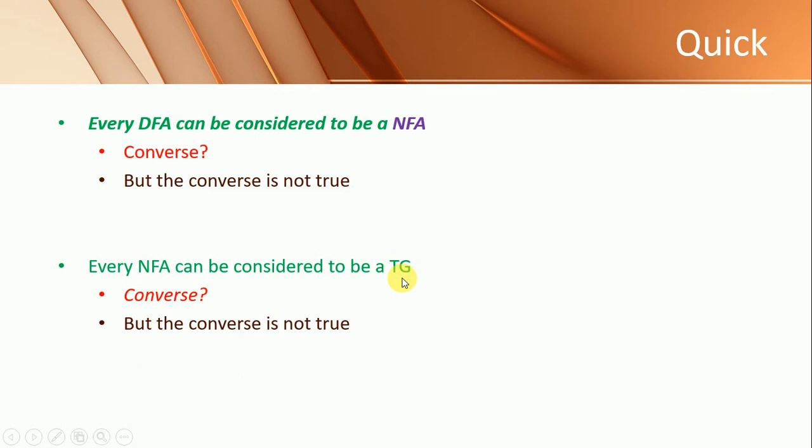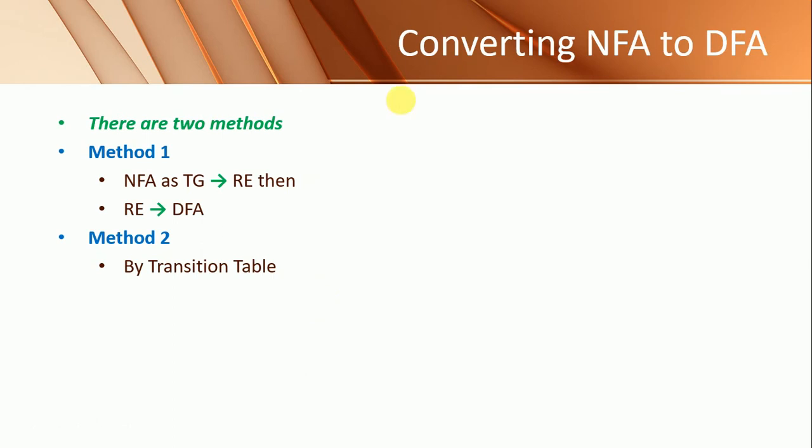Every NFA is a specialized form of transition graph, but the converse is not true, because a transition graph allows transitions for a string or substring, but an NFA cannot allow a transition for a string or substring. That is why the converse is not true.